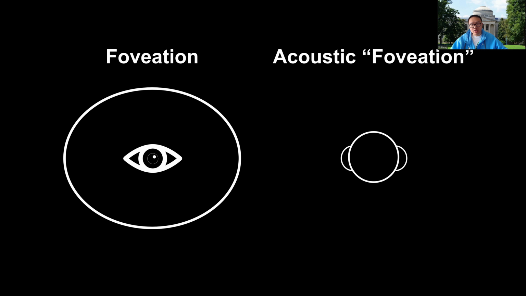Similar to foveation in the human visual system, where visual sensitivity is dependent on the eccentricity, the minimum audible angle is also dependent on our azimuthal eccentricity. So we aim to achieve acoustic foveation by systematically exploiting the fall-off in our audio spatial acuity along the azimuth.